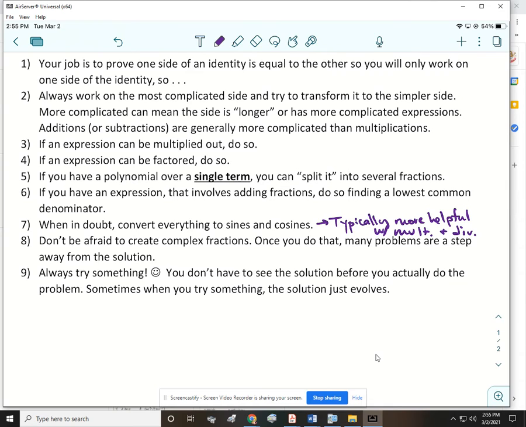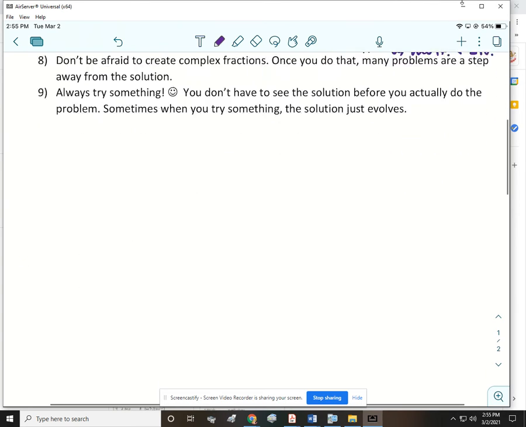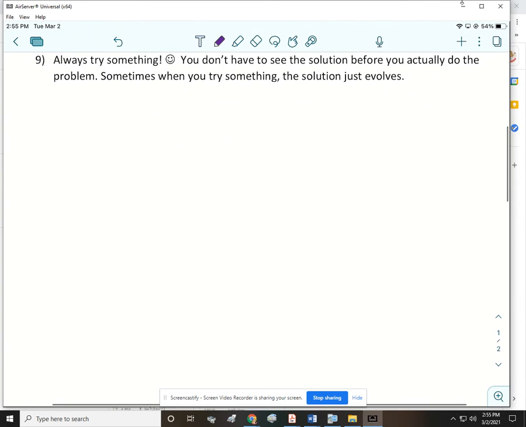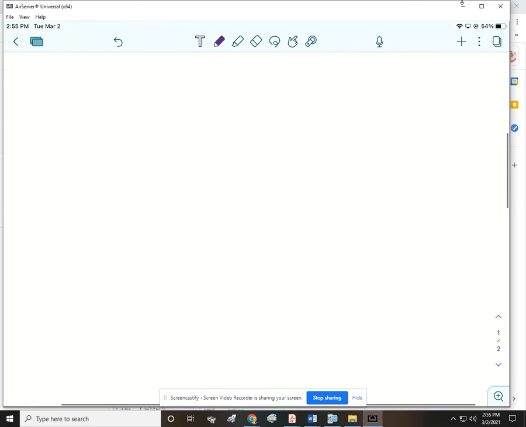All right, and 9 is my favorite. Always try something. You don't have to see the solution before you actually do the problem. Sometimes when you try something, the solution just evolves. All right, so always try something. So you're going to need your own paper, and this is going to be lesson 5.2, verifying trig identities.